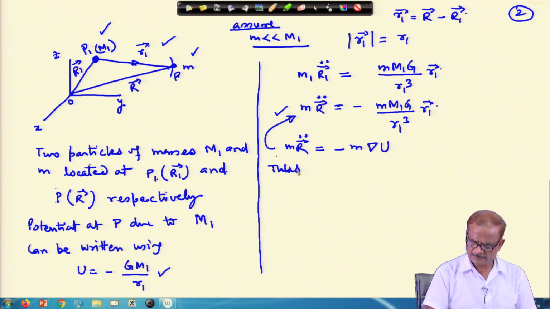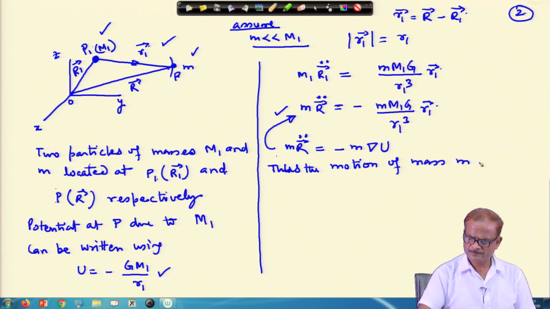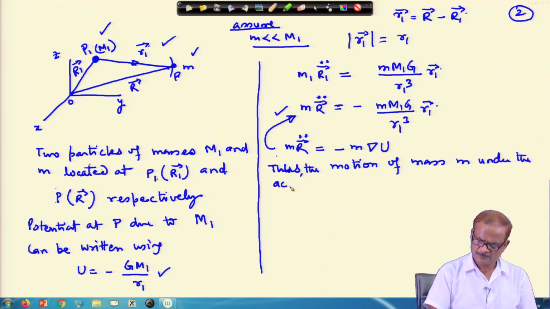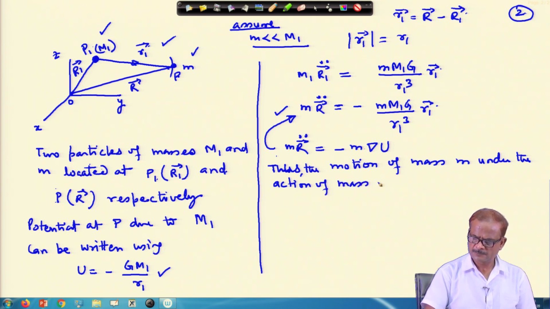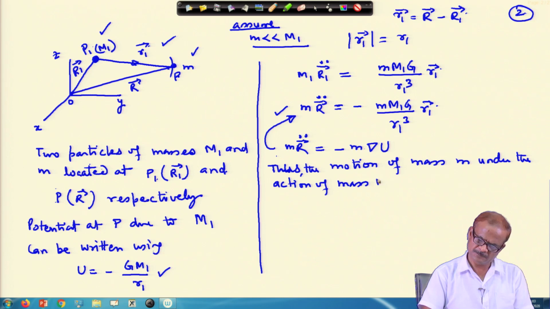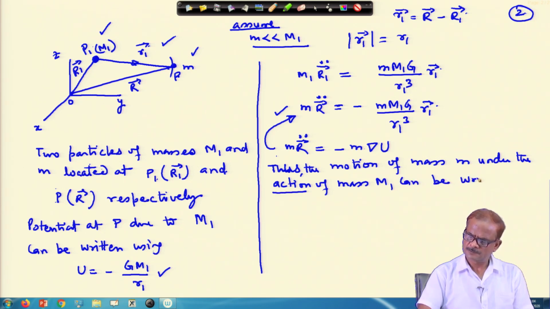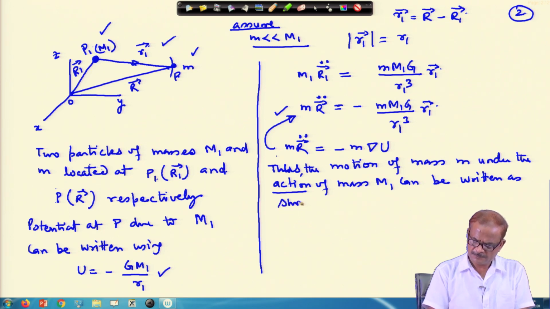So, thus the motion of mass m under the action of the gravitational acceleration of mass m1 can be written as shown above.